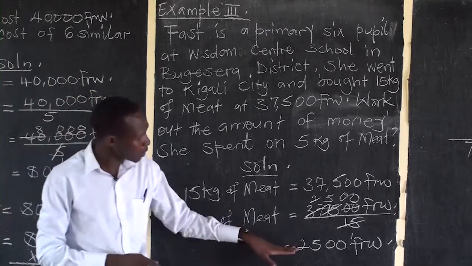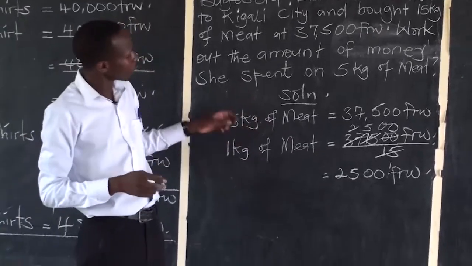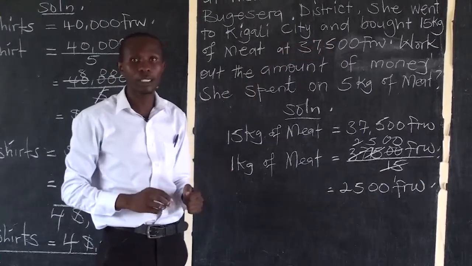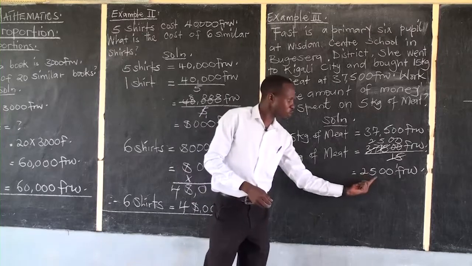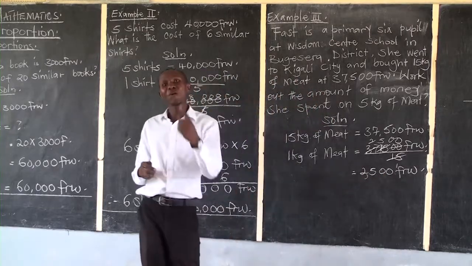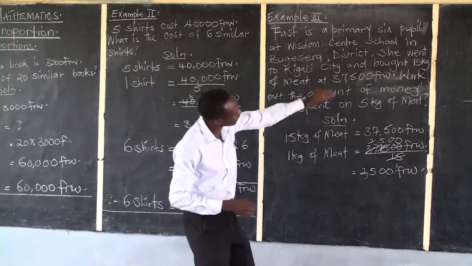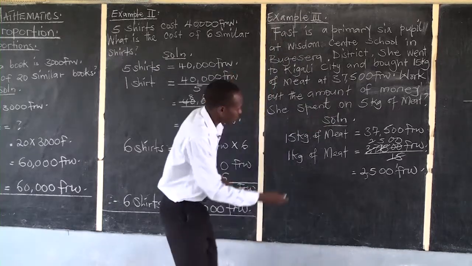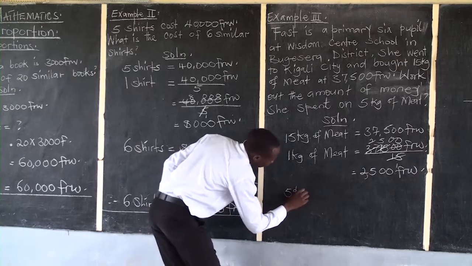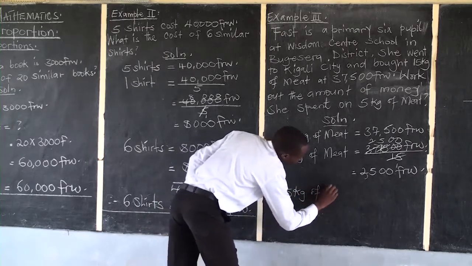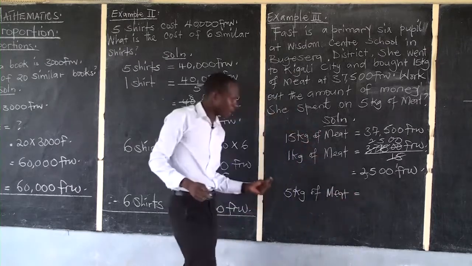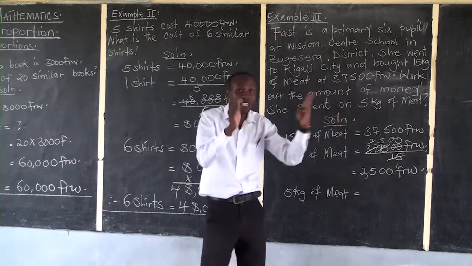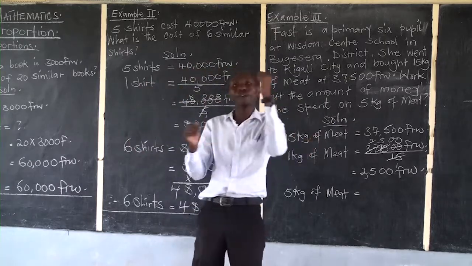When you get this amount she spent on 1 kilogram and you multiply by 15, you will come out with the amount she spent on the whole meat she bought, 15 kilograms. If 1 kilogram is equal to 2,500, that is now 1 kilogram. They want us to find the amount that she spent on 5 kilograms. Since we have known one, now we shall say 5 kilograms of meat. 1 kilogram is already known, for one, it's 2,500. But now they want us to tell them the money this girl spent on 5 kilograms of meat.